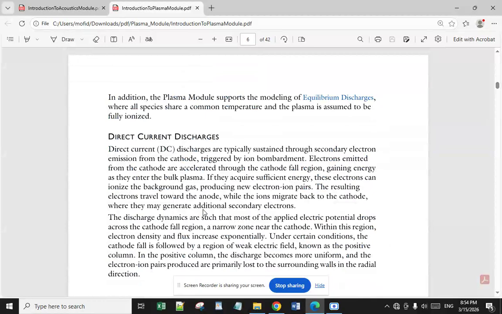Direct current discharge. Direct current or DC discharges are typically sustained through secondary electron emission from the cathode, triggered by ion bombardment. Electrons emitted from the cathode are accelerated through the cathode fall region, gaining energy as they enter the bulk plasma. If they acquire sufficient energy, these electrons can ionize the background gas, producing new electron-ion pairs. The resulting electrons travel toward the anode, while the ions migrate back to the cathode, where they may generate additional secondary electrons.